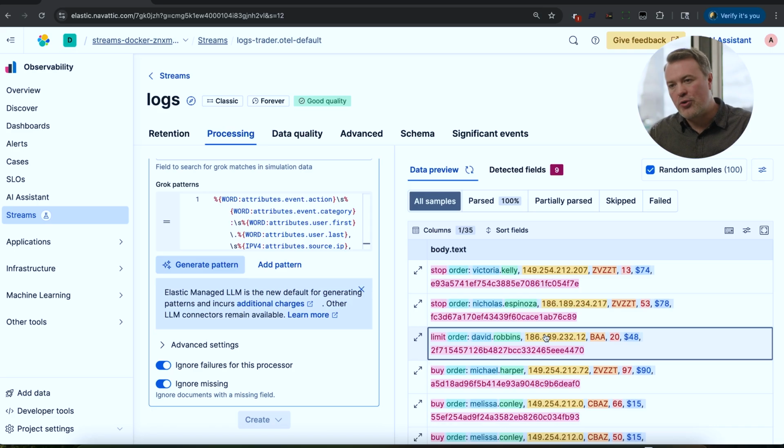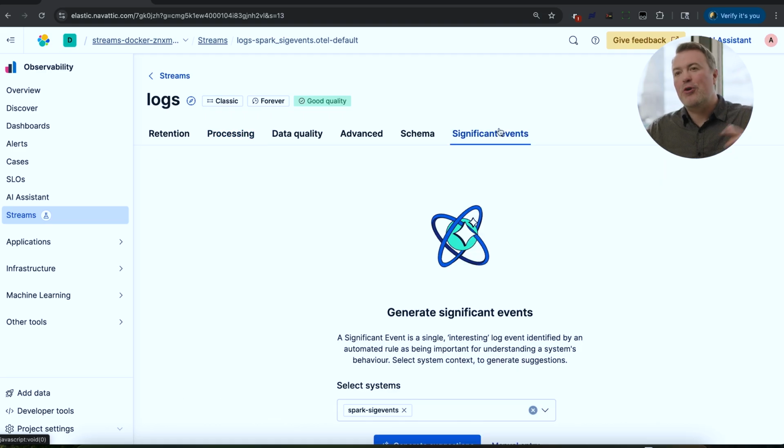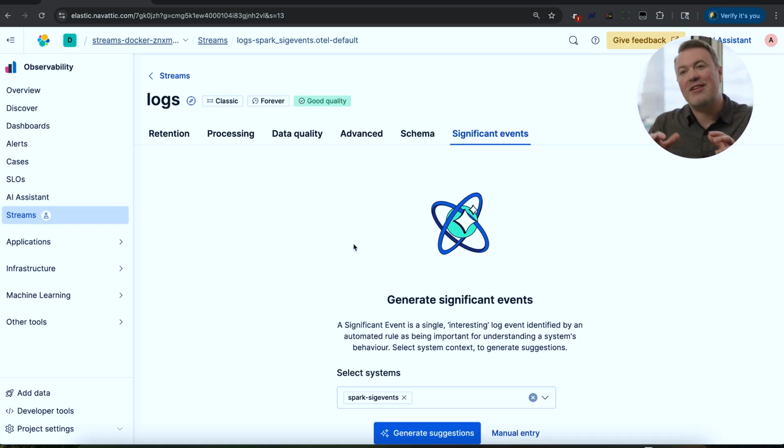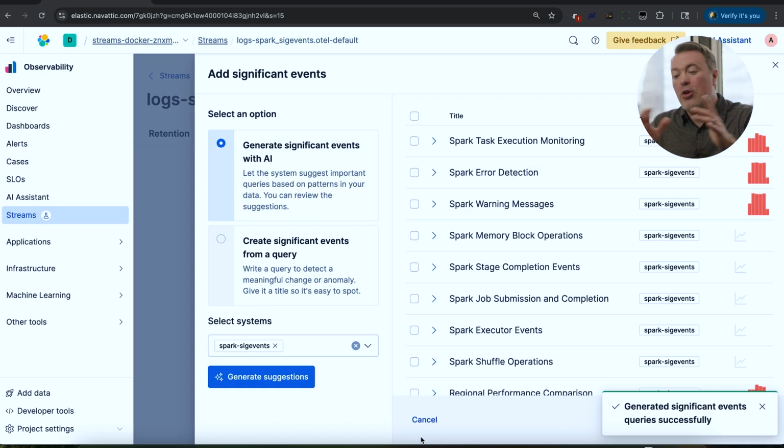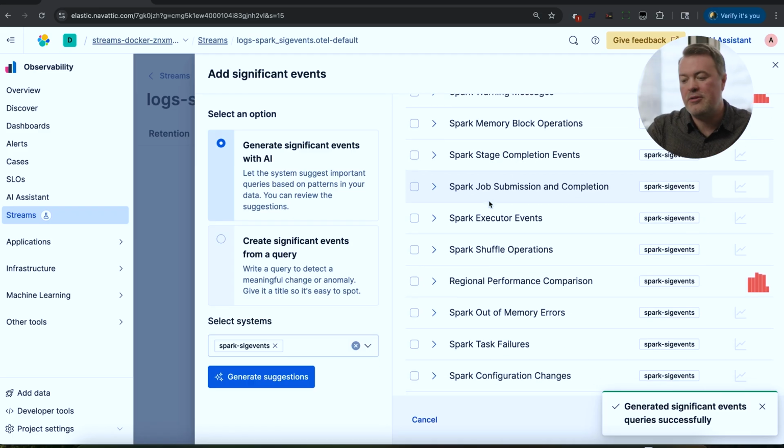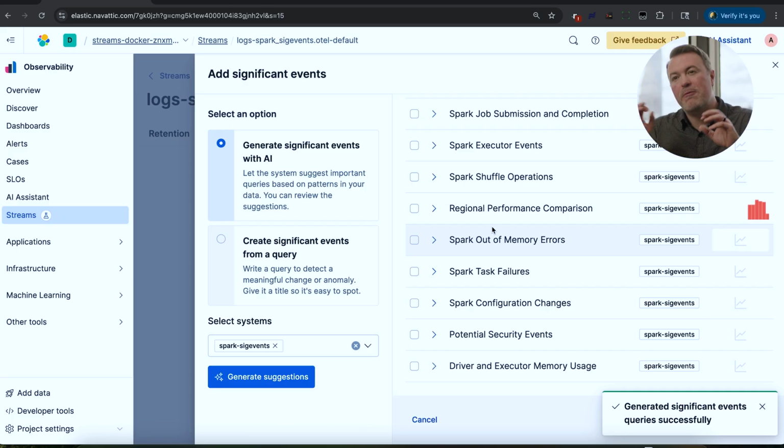The next thing that SREs want to do is they typically want to find problems in their logs, and they don't want to have to do that by digging around in a massive, huge swamp of logs. They want to be able to find that information very, very quickly. And that's what Elastic has done with significant events. We've used AI, as you can see here, and the AI will look at the logs, it will understand what systems they belong to, and then it will find common problems with those systems. As you can see here, we detected a Spark system earlier, and now it's looking for common problems specific to a Spark system. So you can see here things like task execution monitoring, which is very important to make sure that the tasks complete successfully in a Spark system. And you can see things like stage completion events. And even more importantly, out of memory errors, which are very critical.